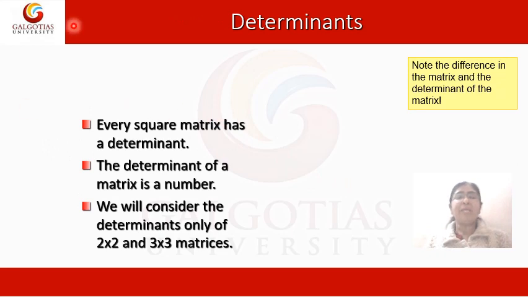Next is determinant. How will you define a determinant? Every square matrix has a determinant. The determinant of a matrix is a number. We will consider determinants only of order 2 by 2 and 3 by 3 matrices, meaning square matrices. For those matrices we can make determinants.